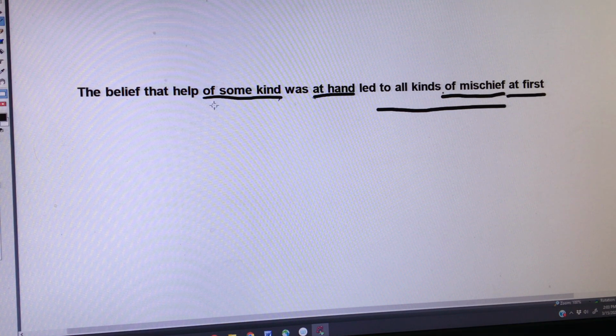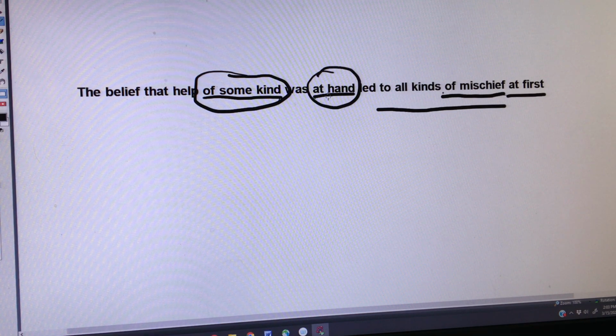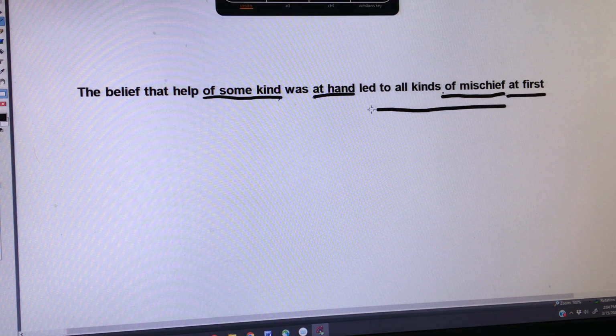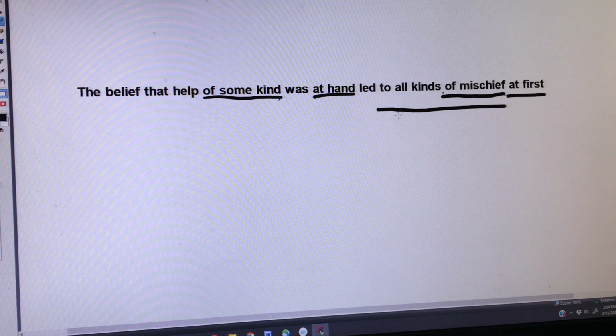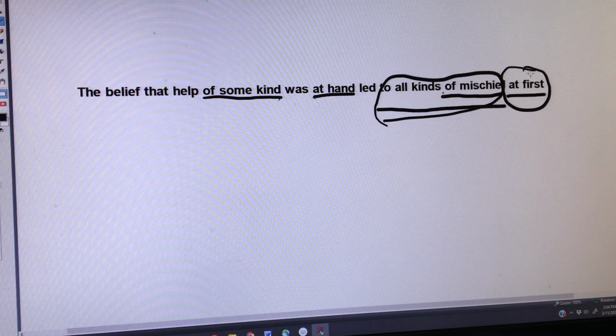The ones that are adjectives are of some kind. What kind of help? Help of some kind. At hand, because that's a subjective complement, as we discussed, and of mischief, what kind of mischief? So that's adjectival too. And the adverbial ones are to all kinds of mischief, led where, metaphorically, to all kinds of mischief, and led when, at first. And so you've got two adverbial prepositional phrases.